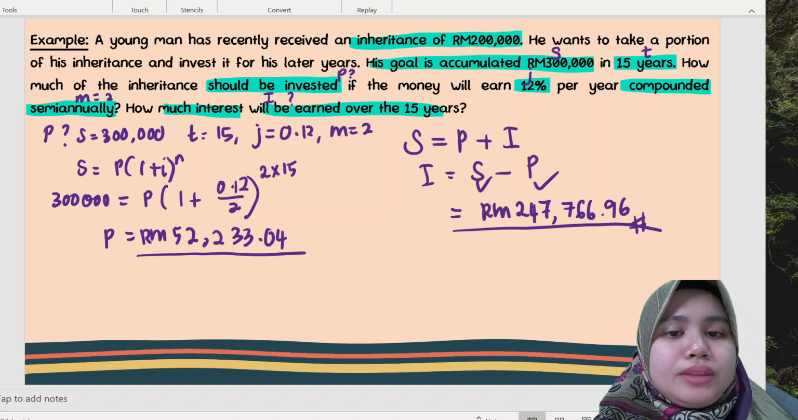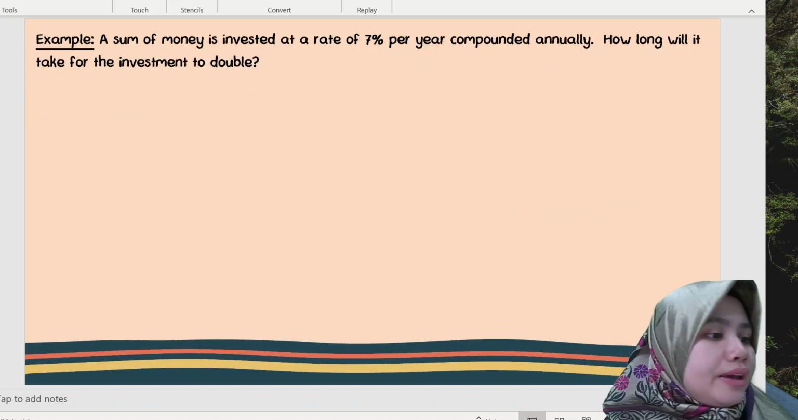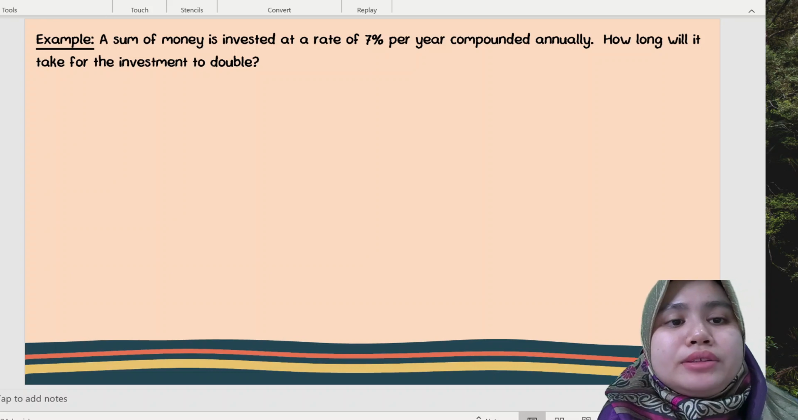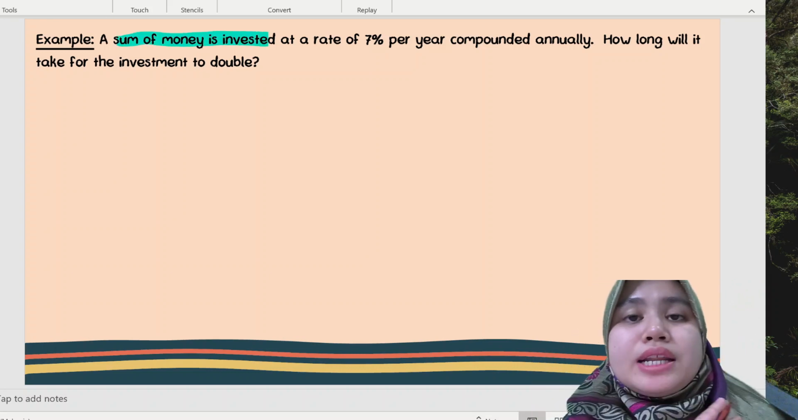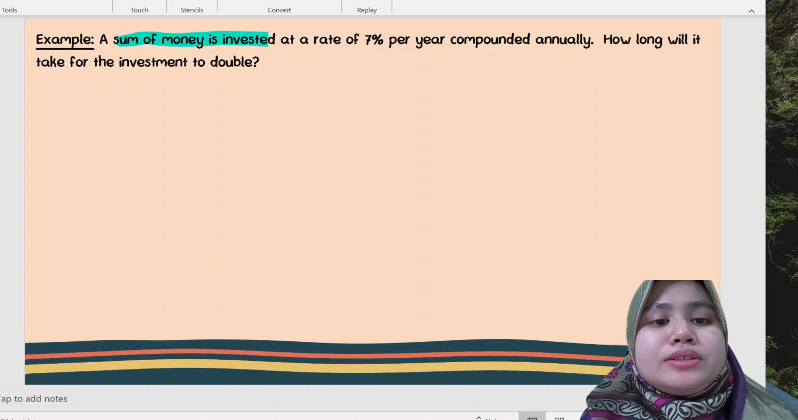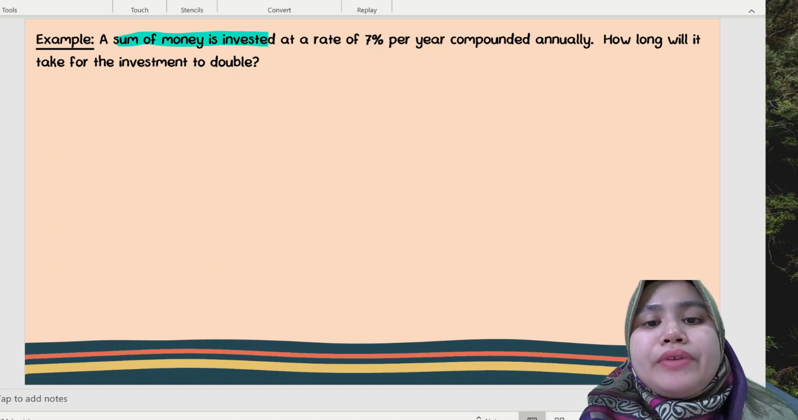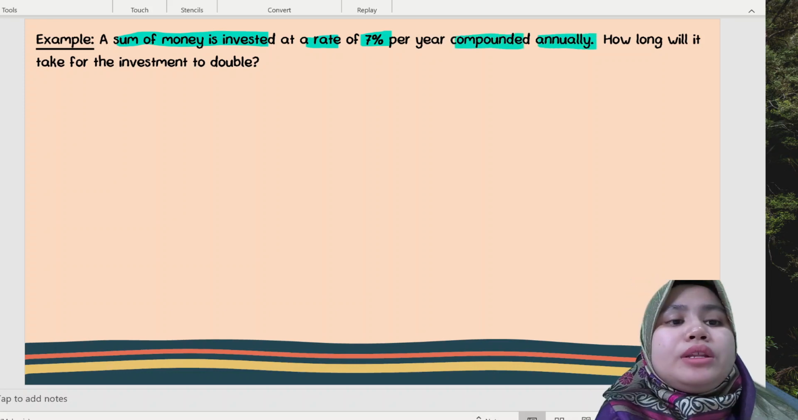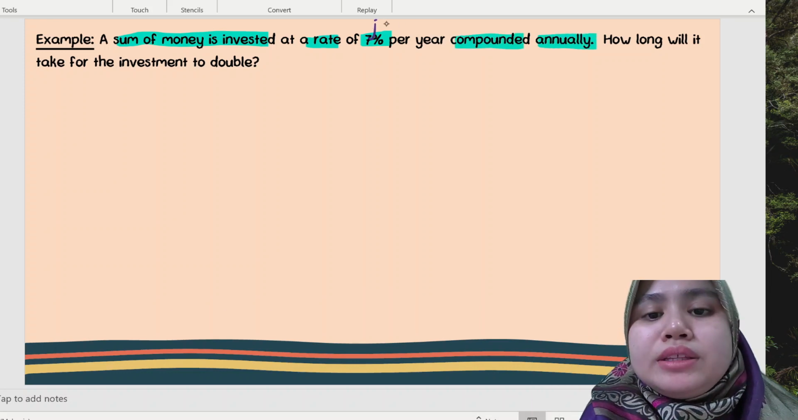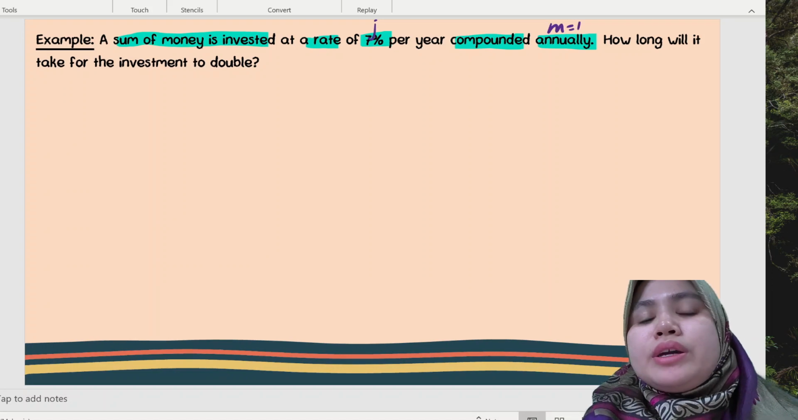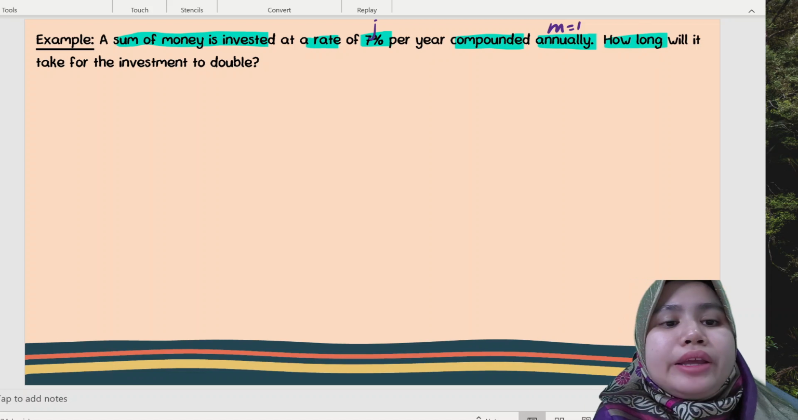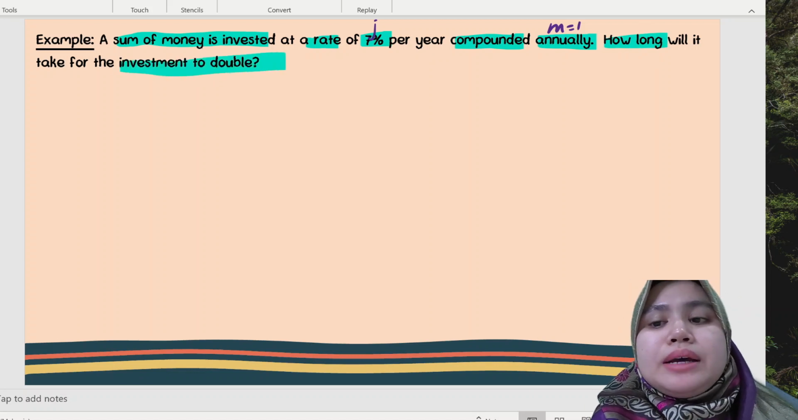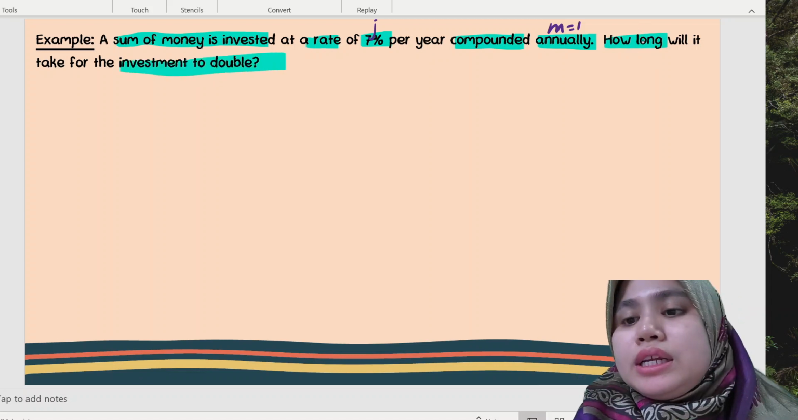Okay, for next part we have a sum of money. Let's continue. This is a very nice topic because we have a lot of calculation and cases. A sum of money is invested at a rate of 7% per year, compounded annually. Okay, this is my favorite sentence. You get your J, you get your M. How long will it take for the investment to double? So we want to find T.